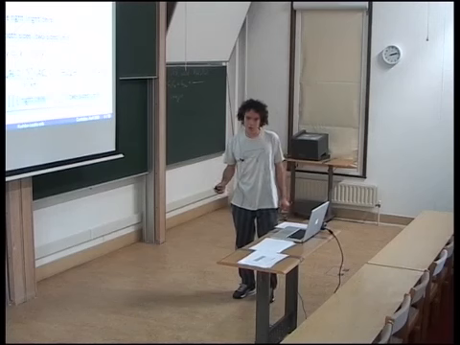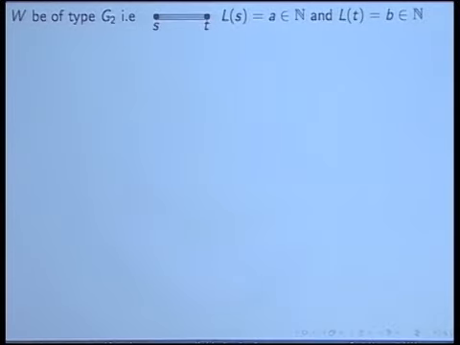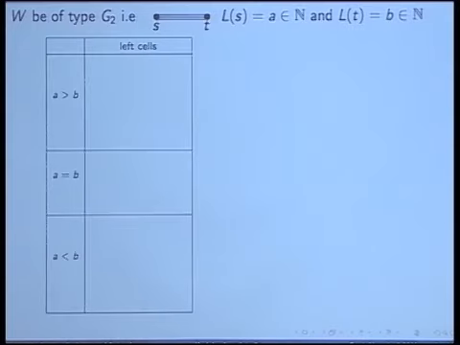So let's just do a little example to clarify things a bit. Take W to be the Weyl group of type G2, generated by S and T, and the three edges here mean that the product ST is of order 6. You fix a weight for S, A in N, and the weight of T to be B. So first assume that A is strictly bigger than B. The identity element and the longest element are always left cells, two-sided cells.